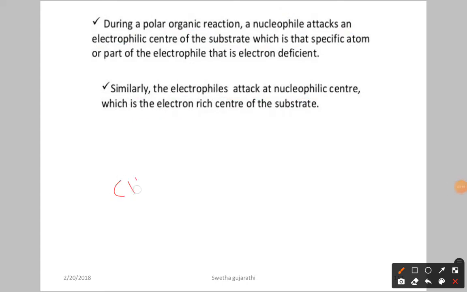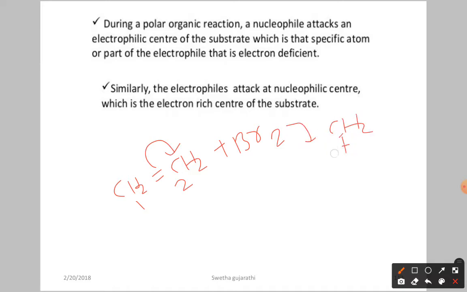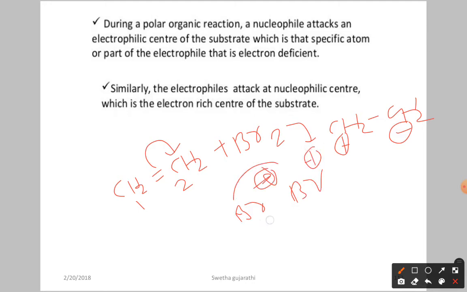Here we have the C double bond C in the presence of bromine. So what happened? The electron shifted to this carbon, first and second. The first carbon is going to get a positive charge and the second carbon is going to get the negative charge. So here you have Br minus and Br plus. The negative charge acts as a nucleophile. This nucleophile will attack the positive charge. This positive charge is called the electrophilic center.